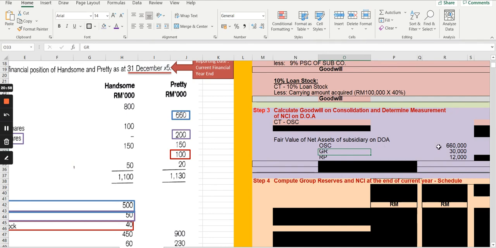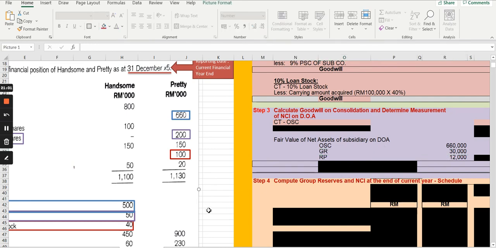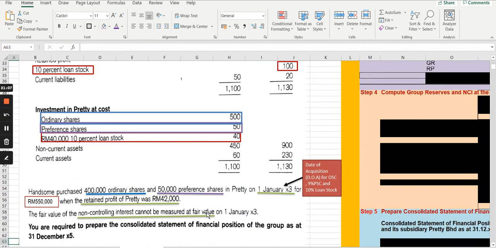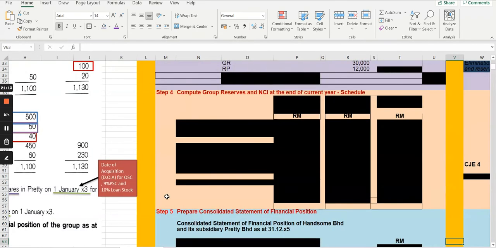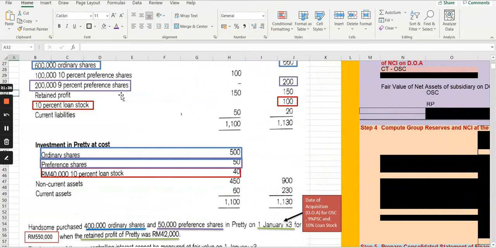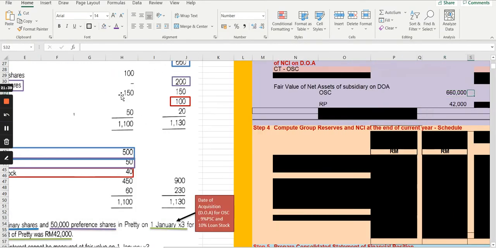The next one is that you should find out what is the reserve available on the date of acquisition. Here you have the retained profit given to be 42, so 42,000. And actually there is no general reserve. I do not know why it is there. So there is just a retained profit. How do I know there is no general reserve? Because there is no information at all regarding general reserve in this question.